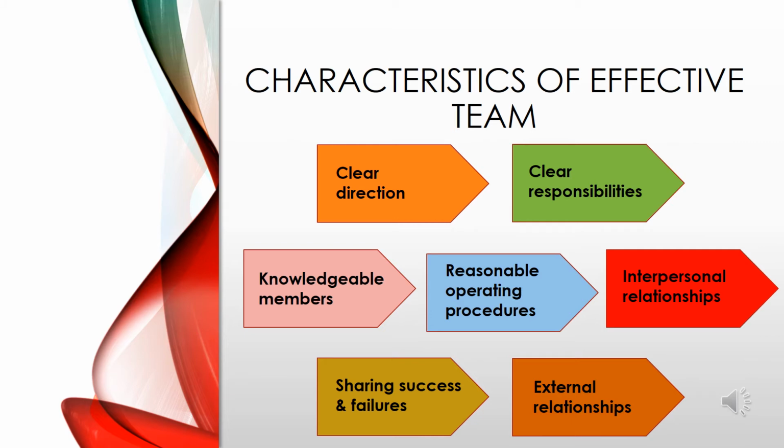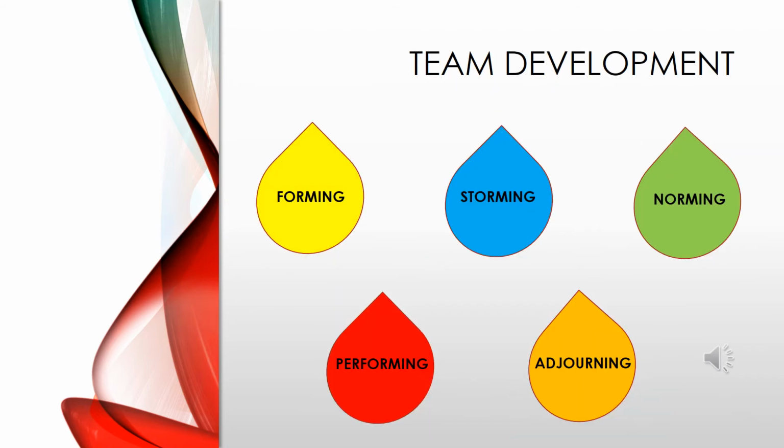Now let's see what the characteristics of an effective team are. The characteristics of an effective team are clear direction, clear responsibilities, knowledgeable members, reasonable operating procedures, interpersonal relationships, sharing success and failures, and external relationships. We have learned about the stages of group formation in part 1. Team development also contains 5 different stages, which are similar to the stages of group development. The stages of team development are forming, storming, norming, performing, and adjourning.